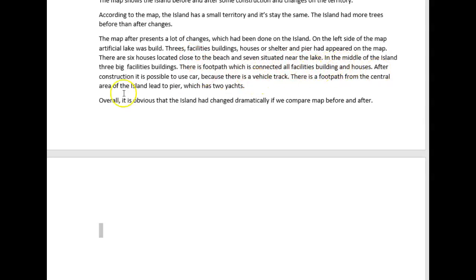It's not okay. After construction, it is possible to use a car, no comma, because there is a vehicle track as well. There is a footpath from the central area of the island which leading to the pier. All right, the yachts you don't have to talk about. Overall, it is obvious that the island had changed dramatically if we compare the map before and after.